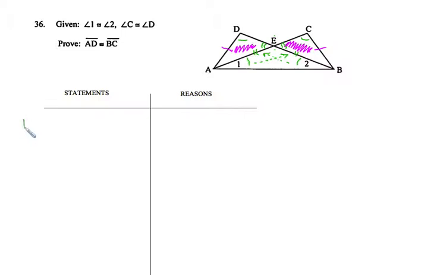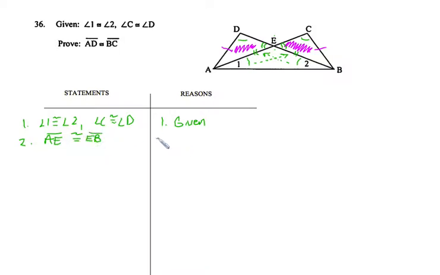So now I just have to make sure I write clearly everything that I just said. I started with angle 1 and angle 2 being congruent, and angle C and angle D being congruent because that was given to me. The very next thing that I marked was that AE and EB were the same because of that isosceles triangle from angles 1 and angle 2.